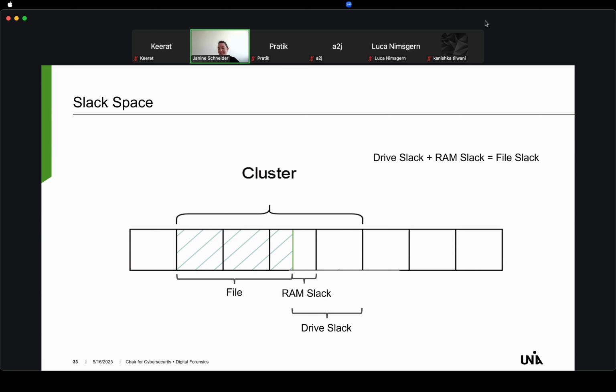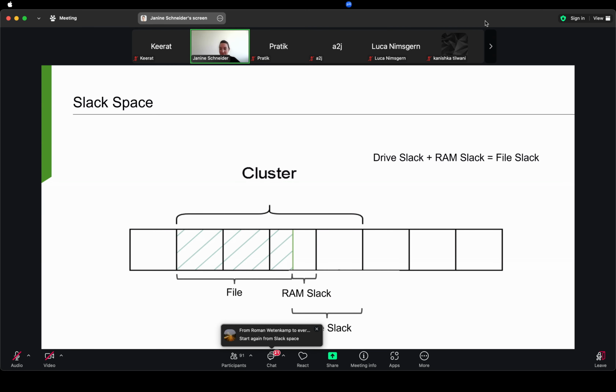So where did the Wi-Fi failure start? We were still at clusters. The beginning of Slack. Okay. So Slack Space again.